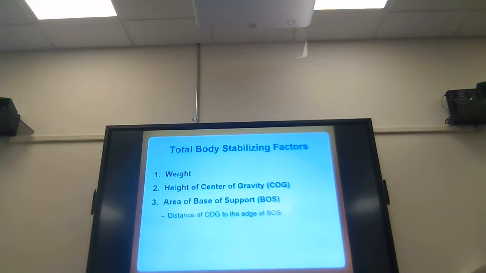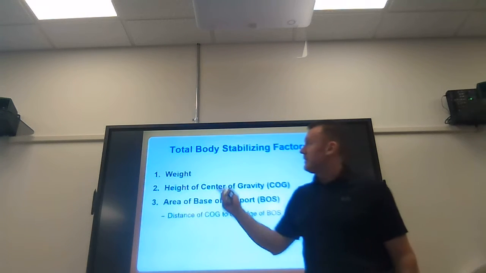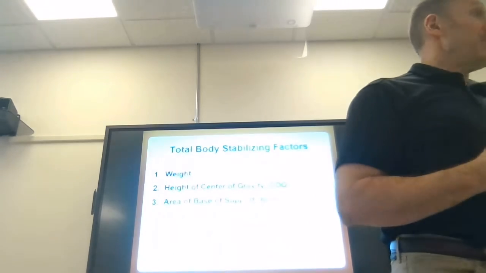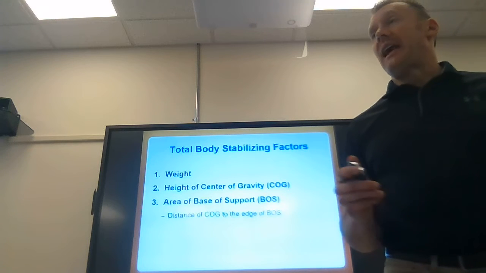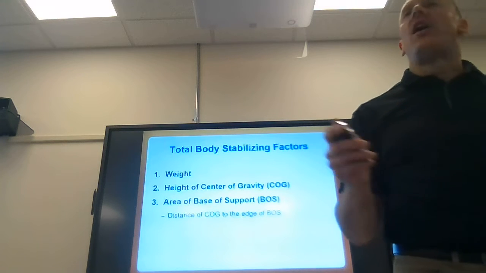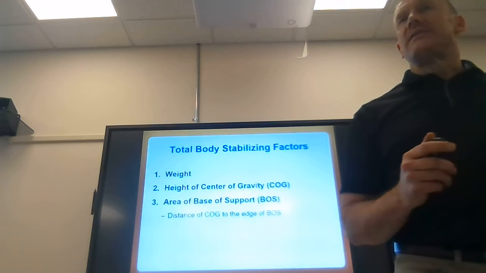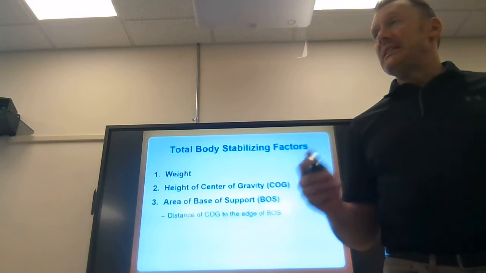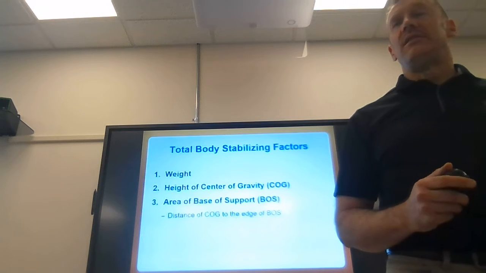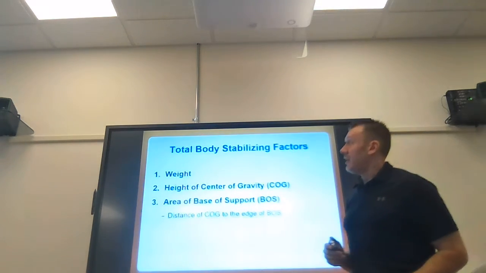Okay. All right. So there's 3 factors, total body stabilizing factors. The first one is weight. Things that have greater weight are going to be more stable. An object or body that has more weight is more difficult to knock off balance. It has a greater tendency to maintain its position, so it has greater inertia. There's more difficulty in changing its position when an object has greater weight.